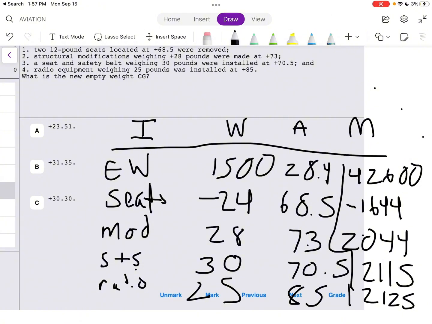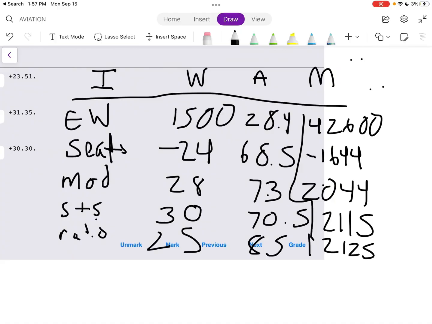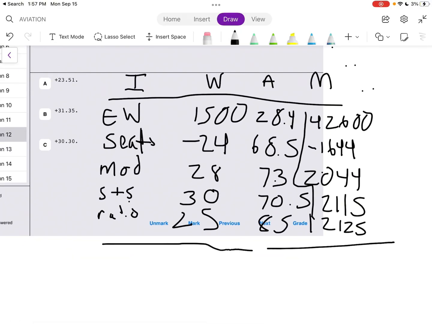Okay, so now what you're going to do is add all of the moments together. So you will have 42,600 minus 1,644 plus 2,044 plus 2,115 plus 2,125. So you're going to get 47,240 as the new moment of this aircraft.